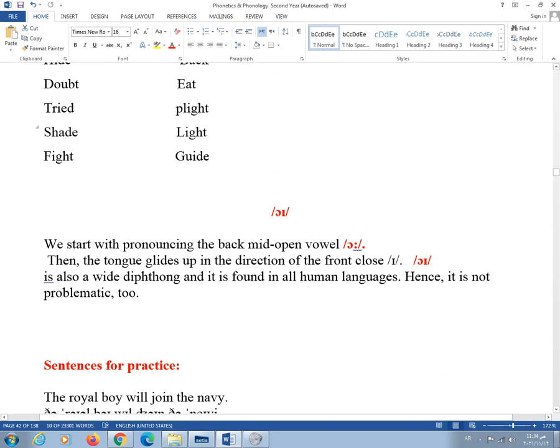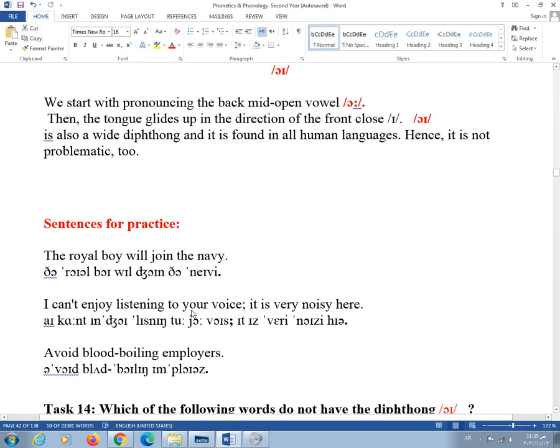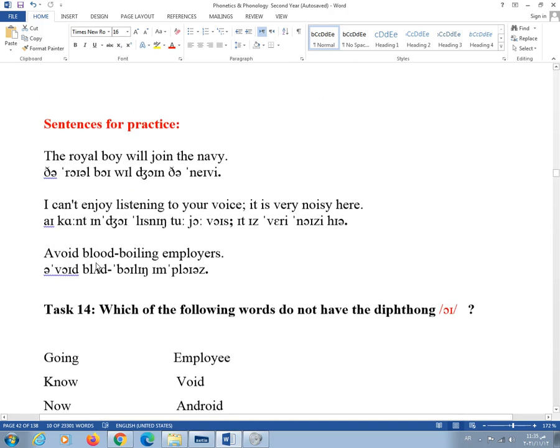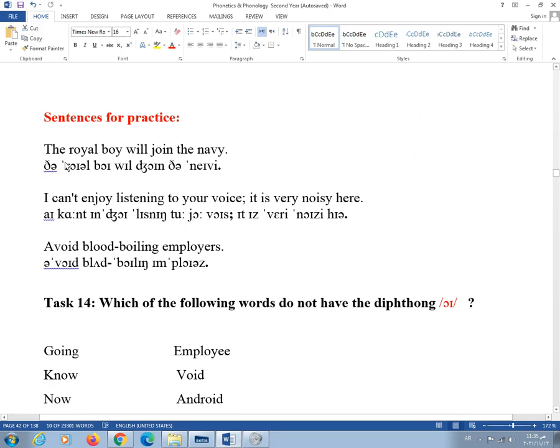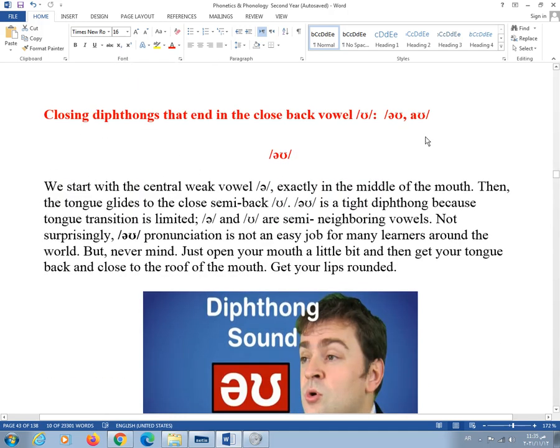Okay, and you'll find this diphthong also in all human languages, just like "I" and "ow." So it's not problematic for us as non-native speakers of English. Let's see some examples. The royal boy will join the navy. I can't enjoy listening to your voice. It's very noisy here. Avoid blood-boiling employers. Okay. And then we'll move to those ending in "o," and we have "oh" and "ow."